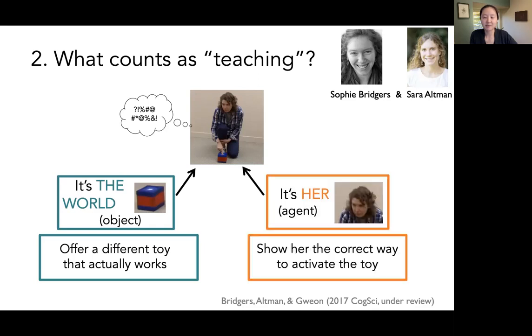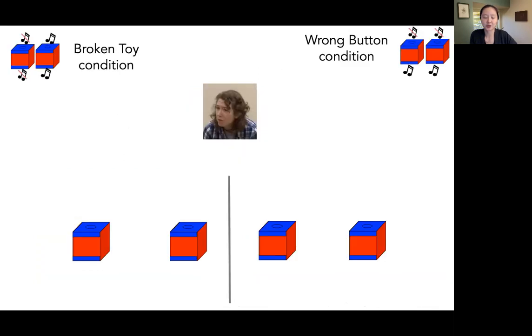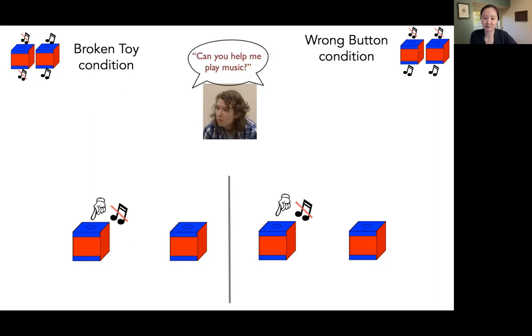But if it's something about her action and she's working on the toy in the wrong way, then they should show her the correct way to activate the toy. So we showed children two identical looking toys, in two different conditions. They were mostly similar, but different only in the causal structure of the toys. In both conditions, children saw a person who enters the room and says she wants to make the music, and she presses one of the buttons on the toy, and the toy doesn't do anything. And she says, "Can you help me play music?"